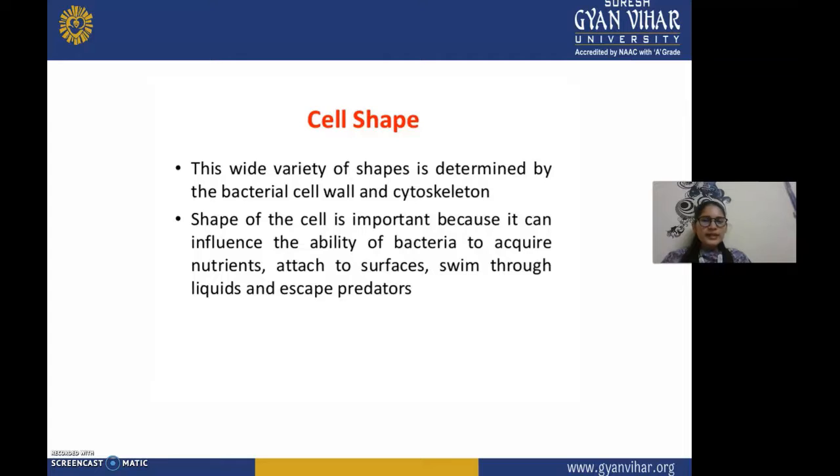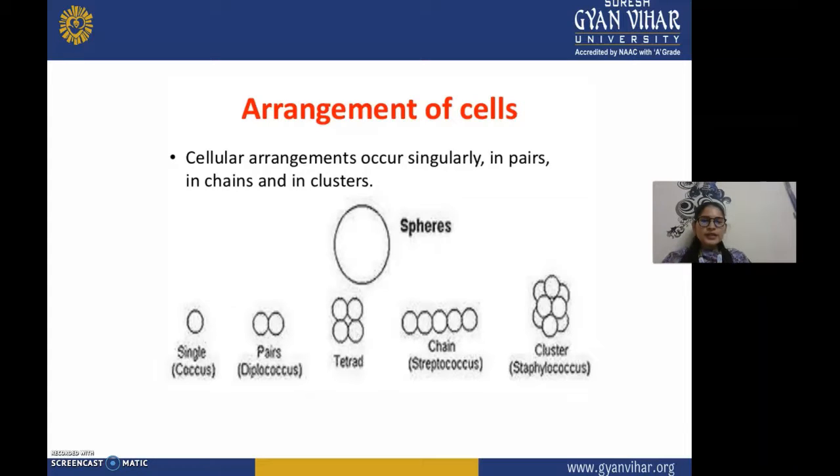So when we talk about the cell shape, this wide variety of shapes is determined by the bacterial cell wall and cytoskeleton. The shape of the cell is important because it can influence the ability of bacteria to acquire nutrients, attach to surfaces, swim through liquids, and escape predators. Now, as you can see, this is the arrangement of cells.